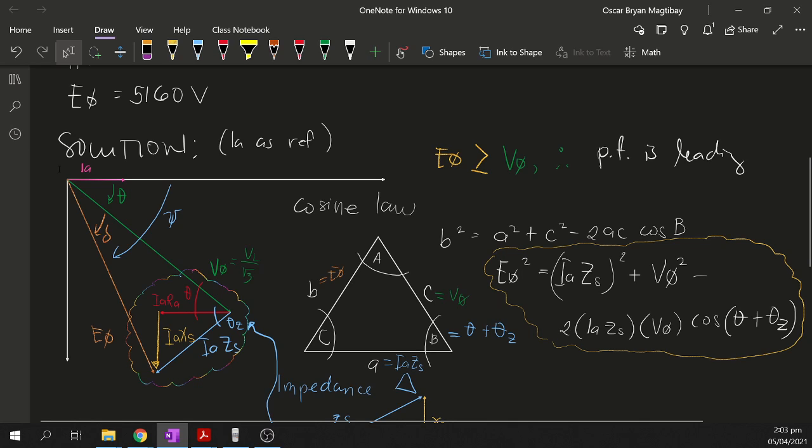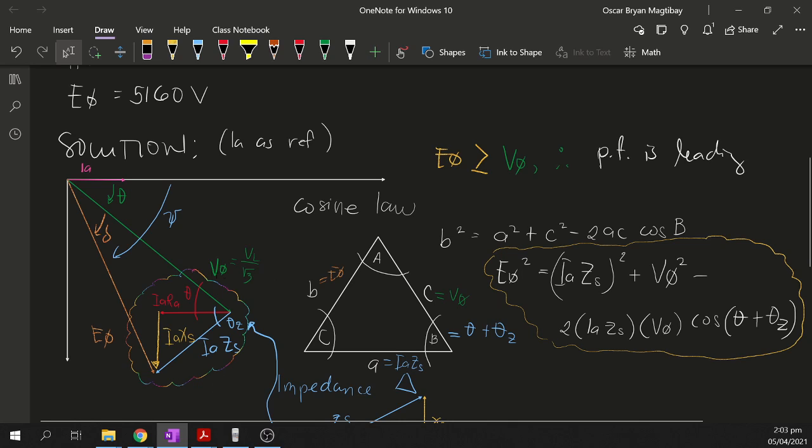Then, pinroject na natin si E phase, which is yung kulay orange. Nilagay din natin yung mga respective angles ng bawat isa. We have yung theta natin. It is the displacement between V phase and IA. Yung ating sigma or the torque angle, which is the phase difference between V phase and E phase. And angle psi, yung kulay light blue, which is the displacement between IA and E phase.